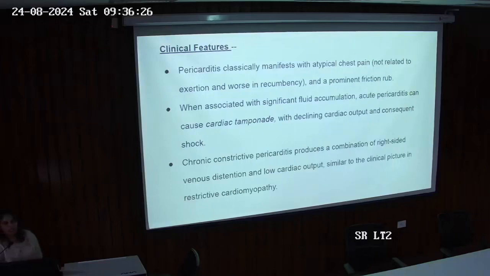What are the clinical features? The patient can present with atypical chest pain which is not related to exertion or worse on recumbency, and a prominent friction rub that you will auscultate on the patient. ठीक है? The chest pain will be constantly present and there will be a friction rub present, prominent friction rub. Okay, when associated with significant fluid accumulation, acute pericarditis can cause cardiac tamponade, which will decrease the cardiac output and consequent shock. Cardiac tamponade में heart sounds are muffled when you auscultate.